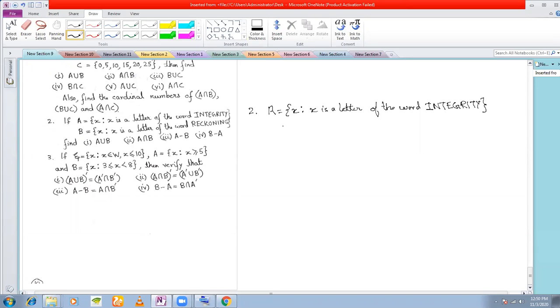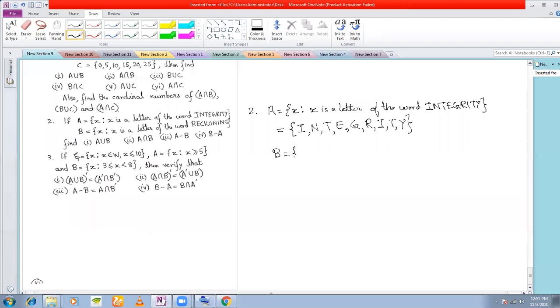Okay. What you do here is, this is given in your set builder form. This set consists of what? It consists of the letters of the word integrity. So what are the letters here? I is a letter. N is another element. T is another element. E, G, R, I, T, Y. So this is your set in tabular form.